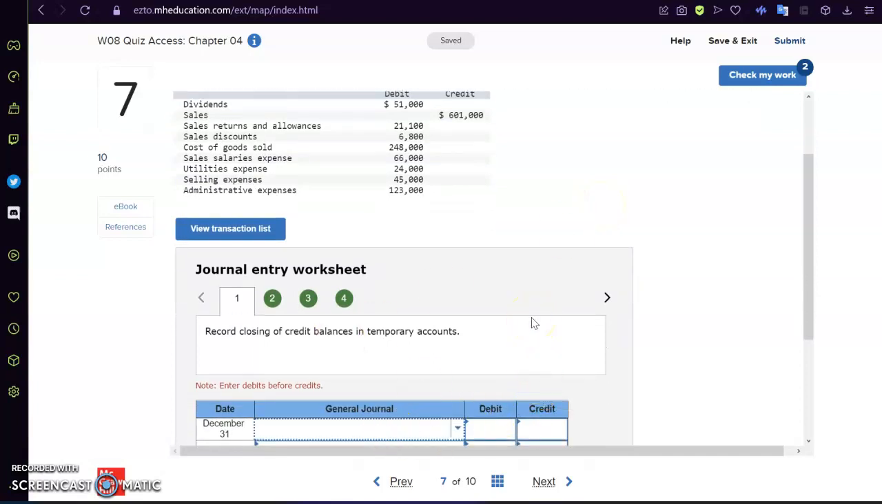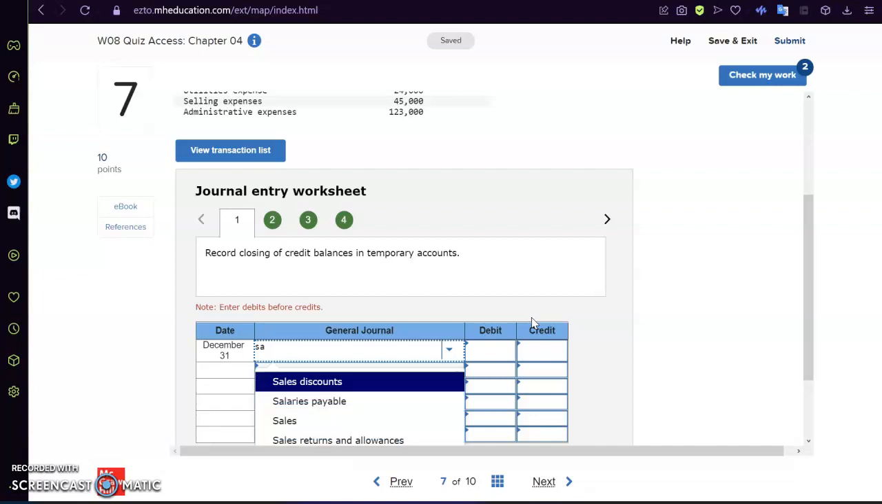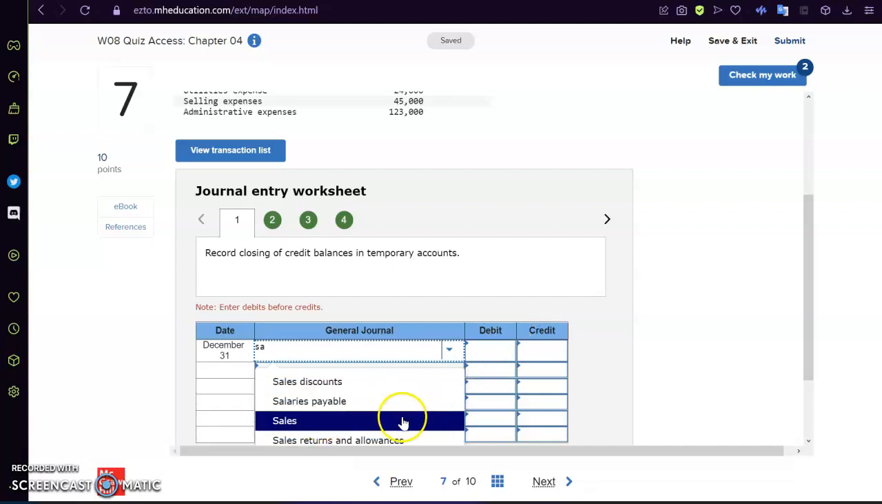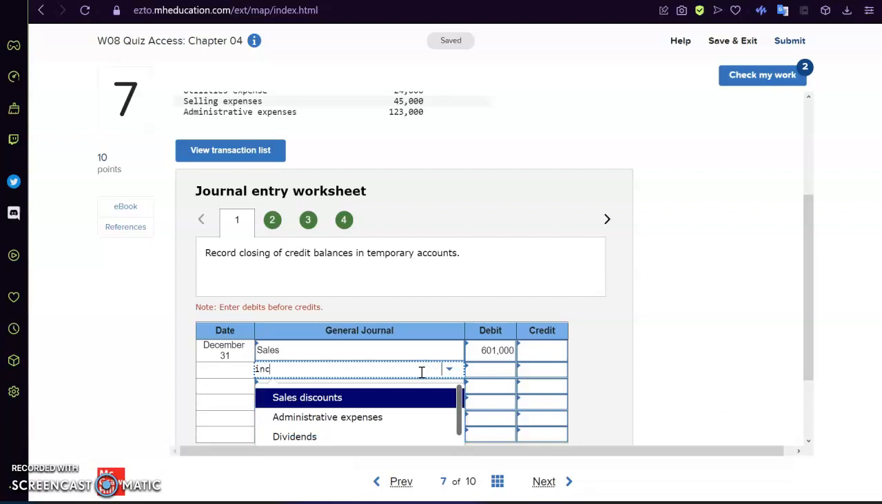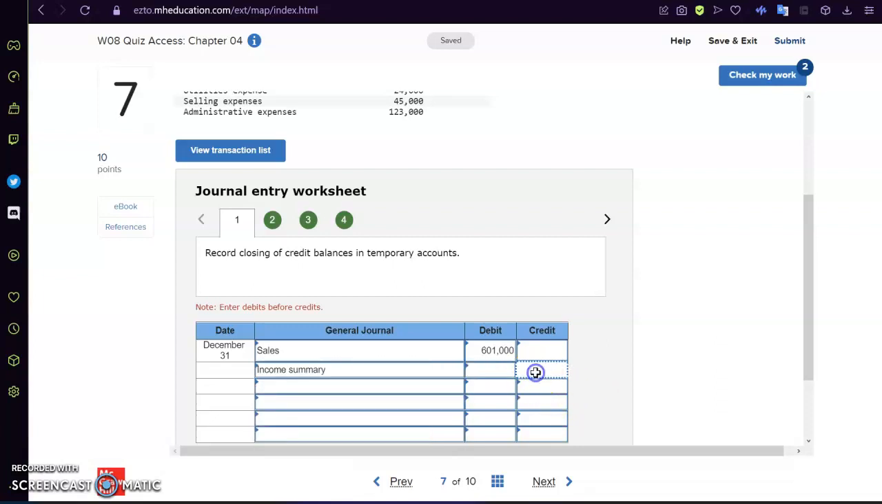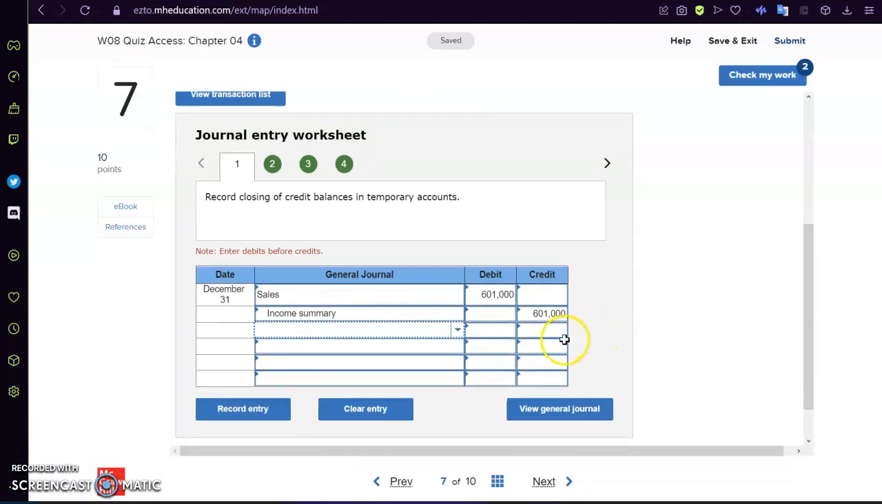So we would go sales first for its amount. And we're going to use the income summary account to credit it. And the income summary account is the temporary account we use for closing income, basically. We're going to do the same amount because it is sales.